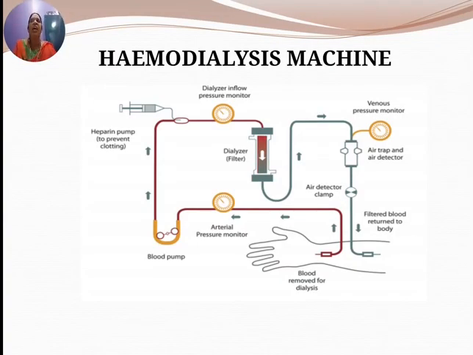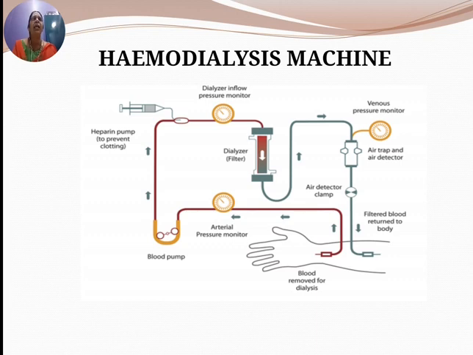This is the hemodialysis process. Once again, we can see the blood from the vein is taken out and pumped into the dialyzer unit after controlling the pressure and preventing clotting. You are going to use heparin, an anticoagulant agent, which is used to prevent the clotting of blood after it is taken out of the body.